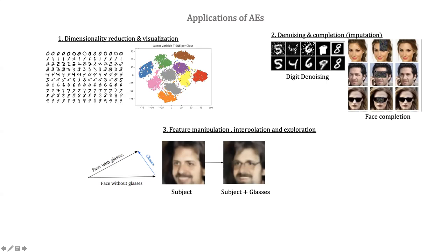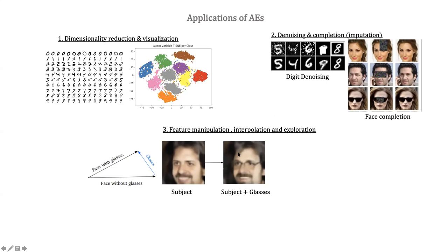You can do image completion. In this case, this is face completion, where here you have your input. You hide different parts of the face from the trained model, and the autoencoder is able to complete the faces back.